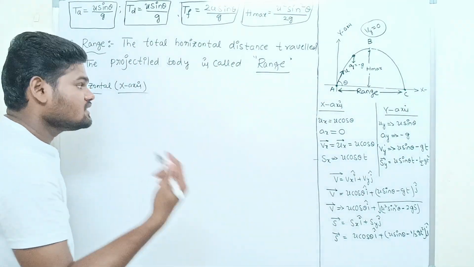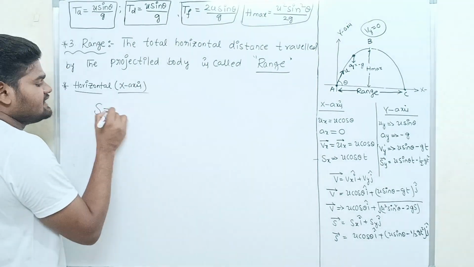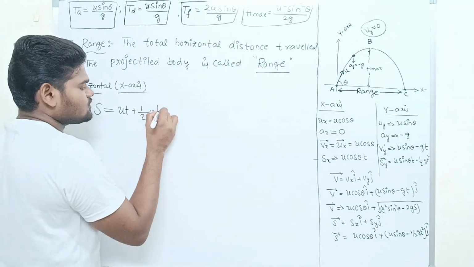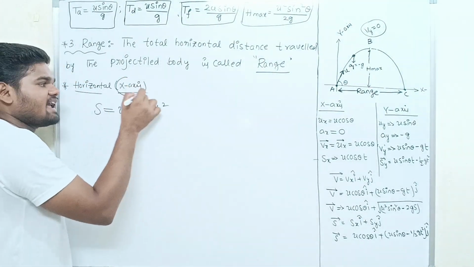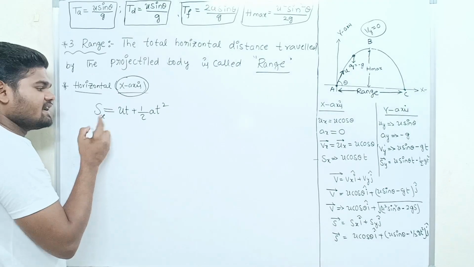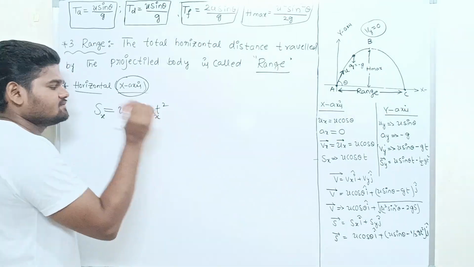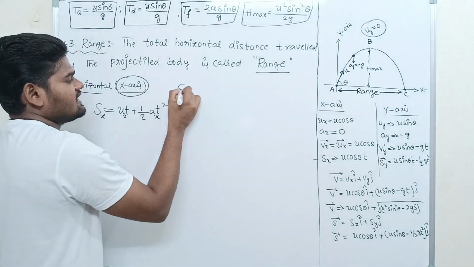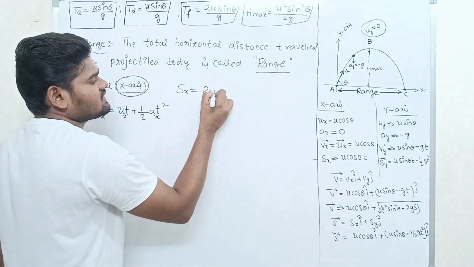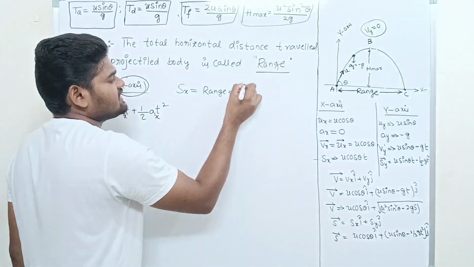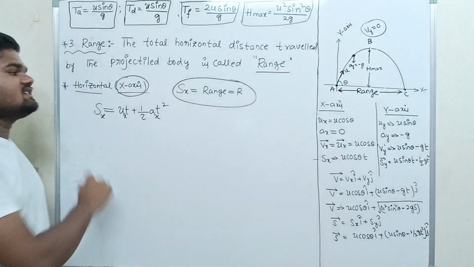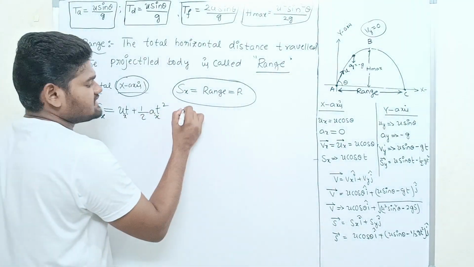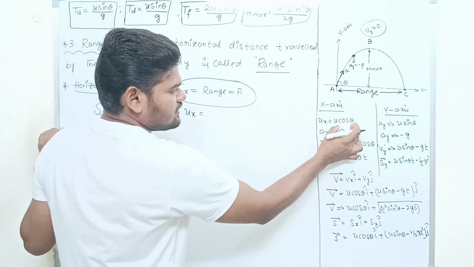Distance, displacement. So which equation of motion do we use? The displacement equation. What is that? s = ut + half at square. So this is along the x direction. So the displacement along x, ux, ax. Okay, so displacement along the horizontal direction, Sx, is nothing but the range, the total horizontal distance traveled by the projectile body. Sx is equal to range, capital R. So we have ux. What is ux? ux is equal to u cos theta.